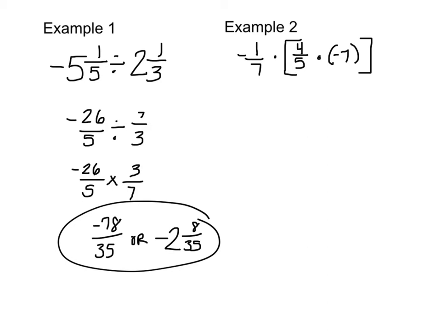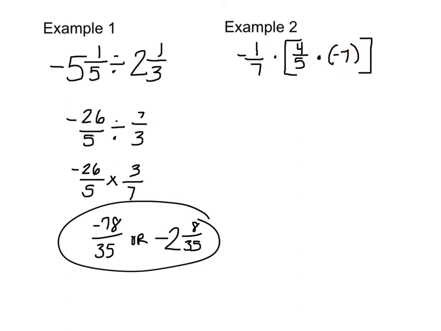I have negative 1/7 times, and in brackets, I have 4/5 times negative 7. Now remember, you can use the properties of multiplication to make this problem easier. You absolutely could multiply 4/5 times negative 7 first, and then take that product times negative 1/7. However, I can use the commutative property of multiplication to move these two around. Then I can use the associative property to multiply these two together.